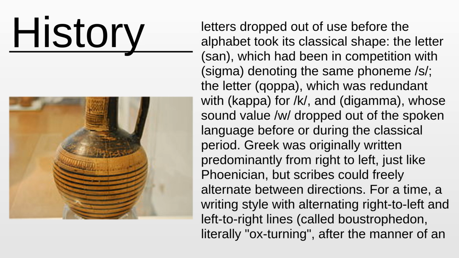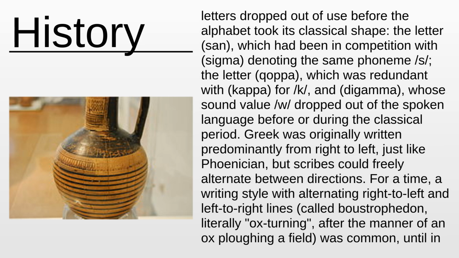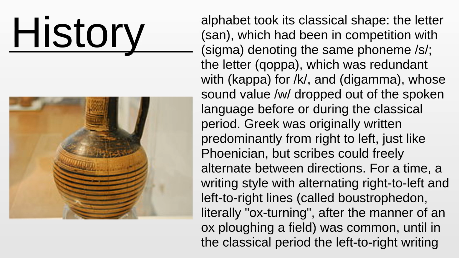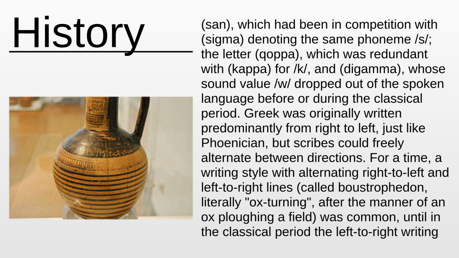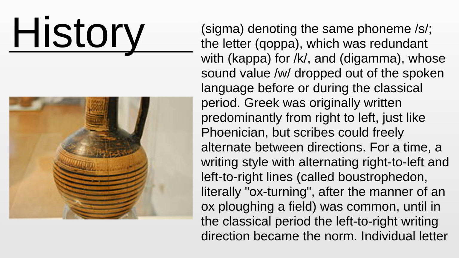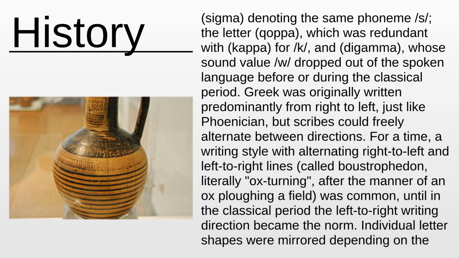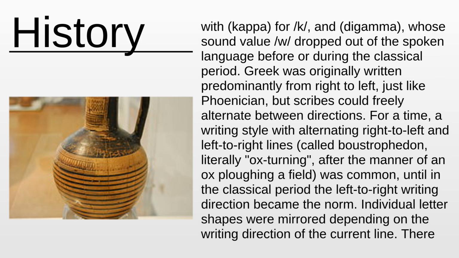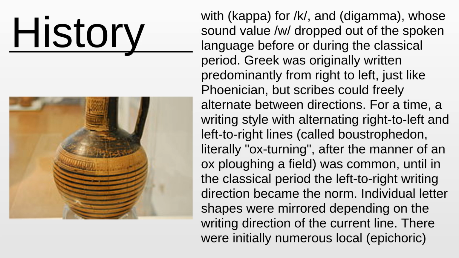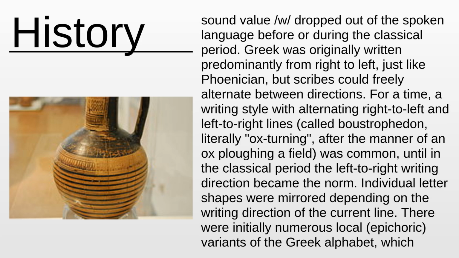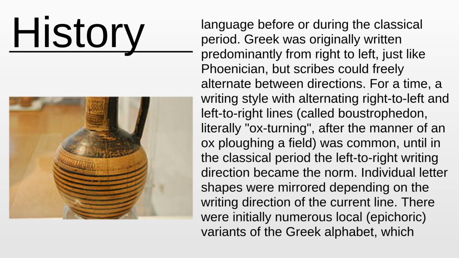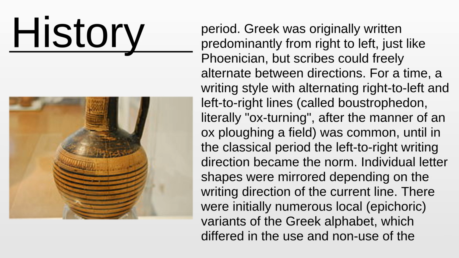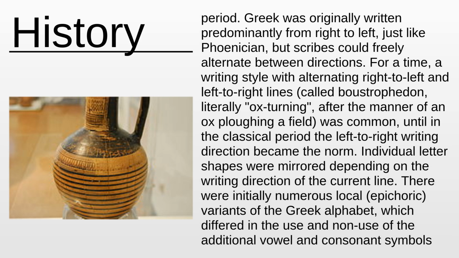3 of the original Phoenician letters dropped out of use before the alphabet took its classical shape. The letter san, which had been in competition with sigma, denoting the same phoneme s. The letter qoppa, which was redundant with kappa for k, and digamma, whose sound value dropped out of the spoken language before or during the classical period.